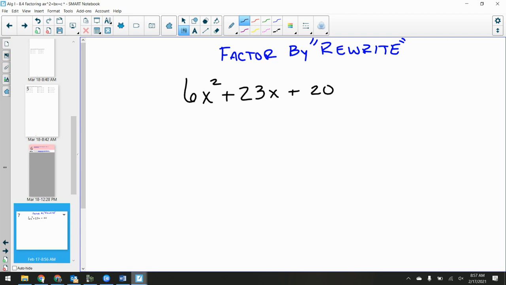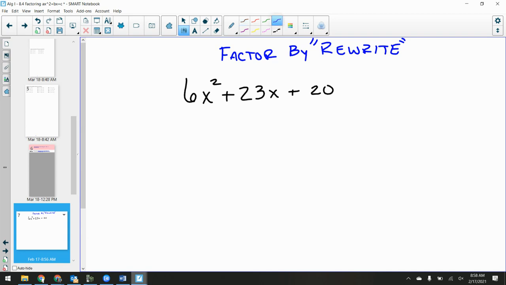Now, please understand that this is different from what we did on Friday. On Friday, there was no number out in front of x squared, so all I had to do was find the factors of my last number that added to get to my middle number. What would happen if I actually tried to do that right now? What are the factors of 20 that add to get to 23? None. They don't exist. I might be tempted to call this prime. This is not prime.